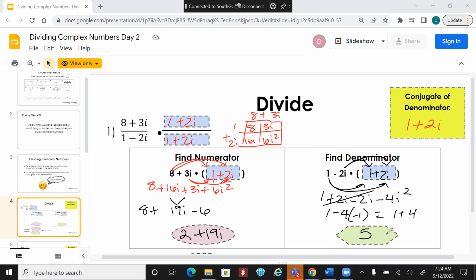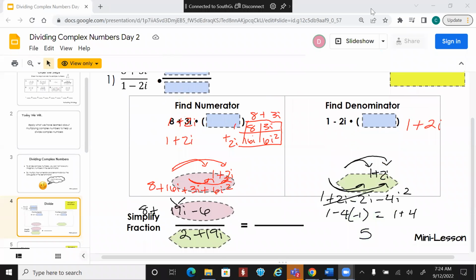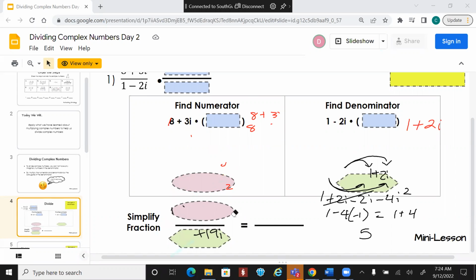Okay, now all we're going to do is take what we found in the numerator and put it over what we found in the denominator. And down here at the bottom, we're just going to write this as 2 plus 19i divided by 5. And is there anything we can take out? Is there a GCF? No. So then we're just going to leave it like that.